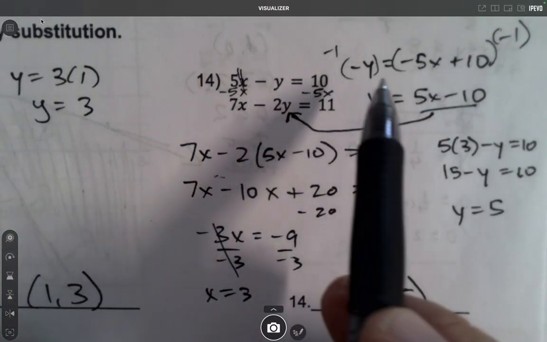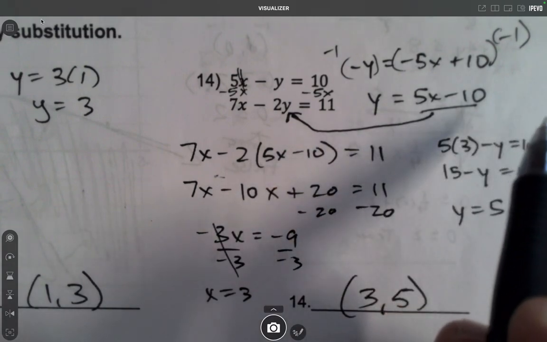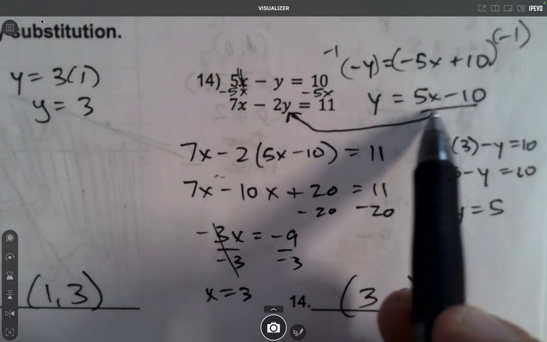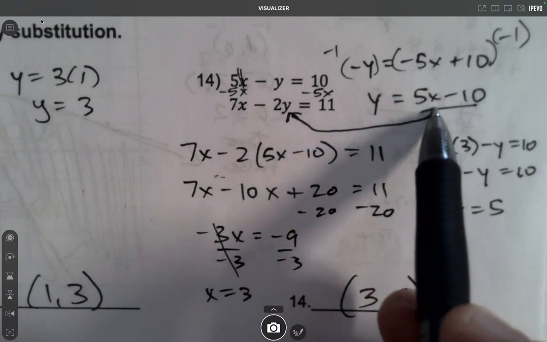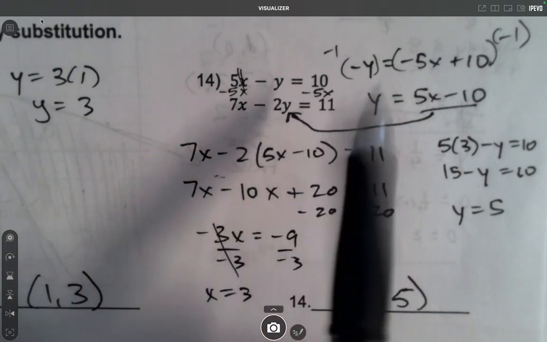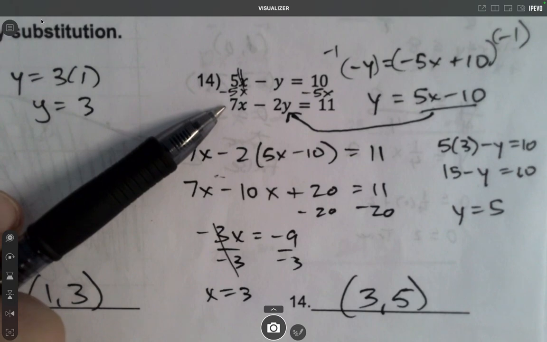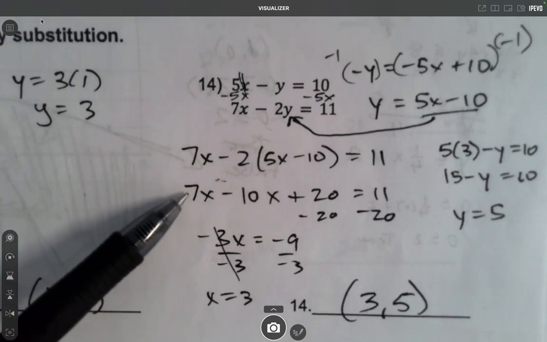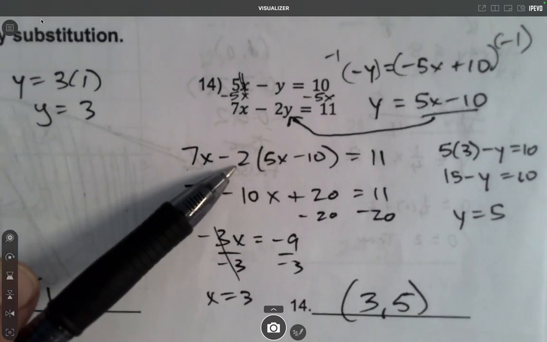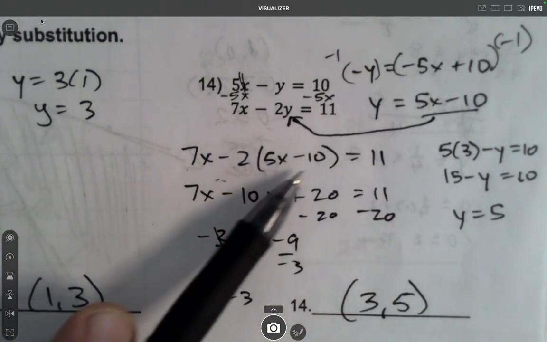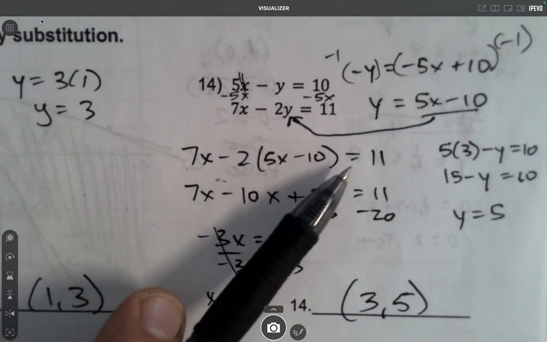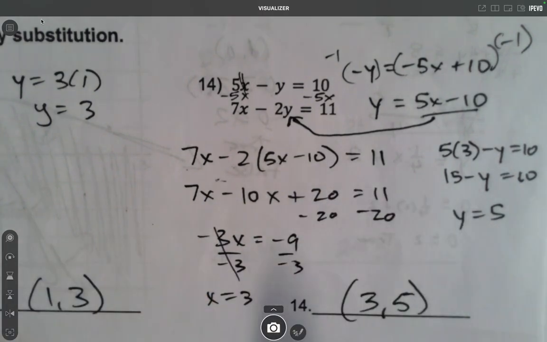So that took more work on the front end to get the y by itself. But now we can take y equals 5x minus 10 and plug it in for the y in the other equation. So I'm rewriting this second equation exactly as it is, 7x minus 2, but instead of putting y, I put in 5x minus 10, and I set it equal to 11.